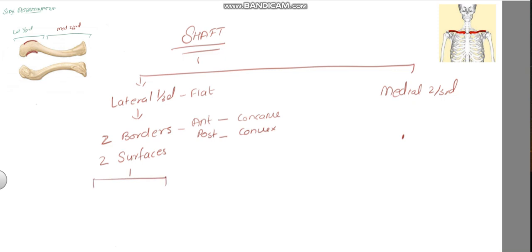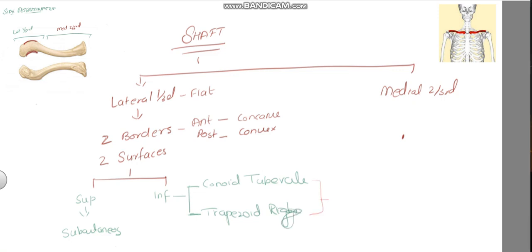The two surfaces are superior and inferior. Superior, it is subcutaneous. The inferior part has elevations. One is the conoid elevation, conoid tubercle, and the trapezoid ridge. Both of which form the coracoclavicular ligament. Now, the function of the coracoclavicular ligament is that it transmits weight of upper limb to the axial skeleton.